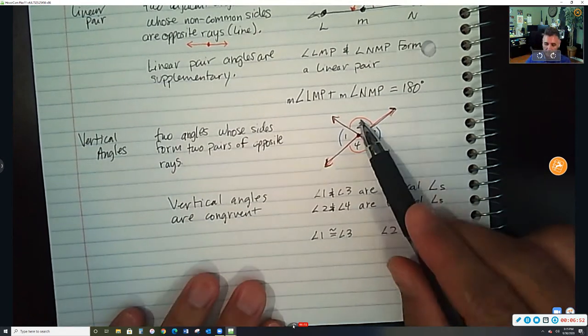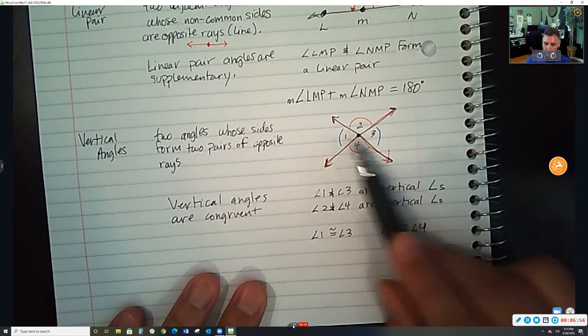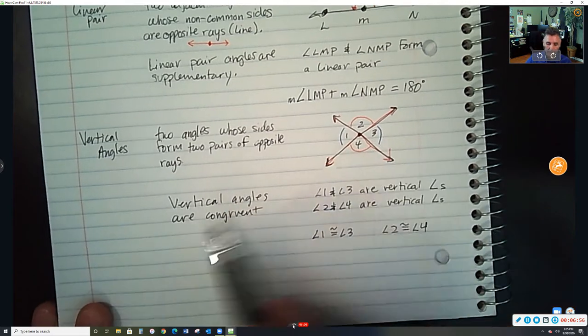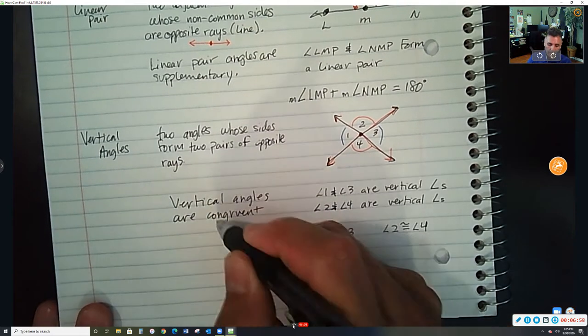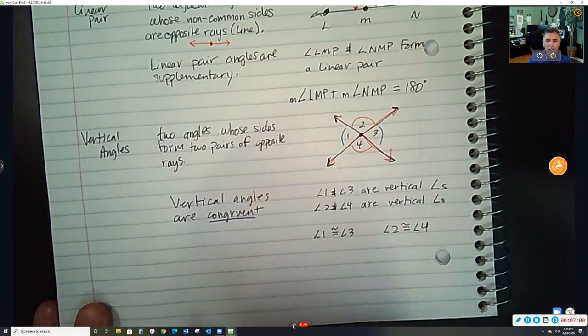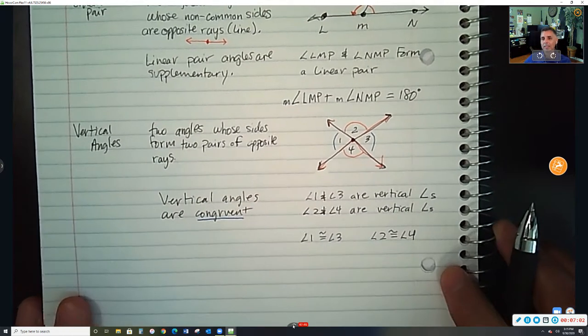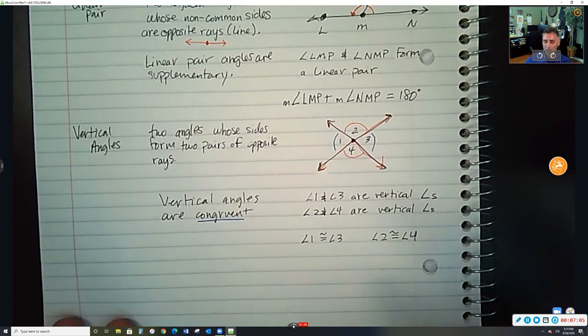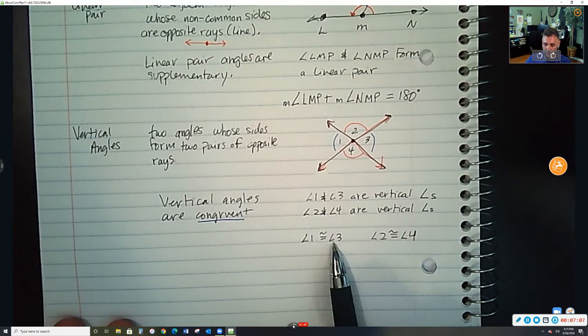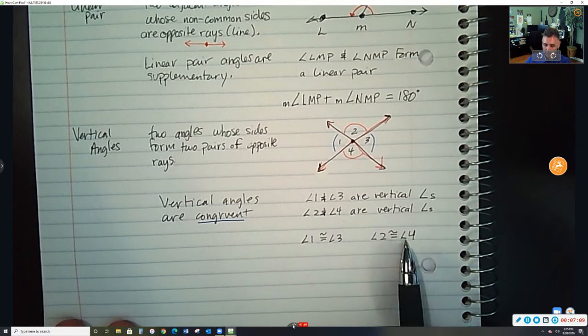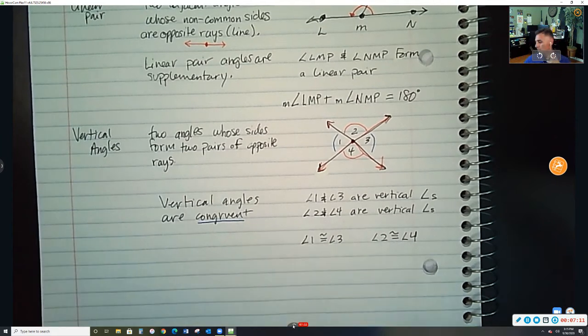So anyway, angles 2 and 4 are vertical angles, angles 1 and 3 are vertical angles, and then a characteristic of vertical angles, they are congruent, meaning they're equal to each other. They have the same angle measure. So angle 1 is congruent to angle 3, angle 2 is congruent to angle 4. That's it for that. And again, that is going to be big on the test that we take in a couple days. These two.